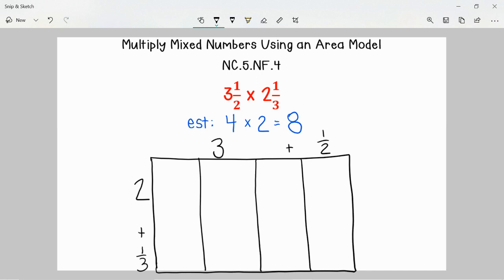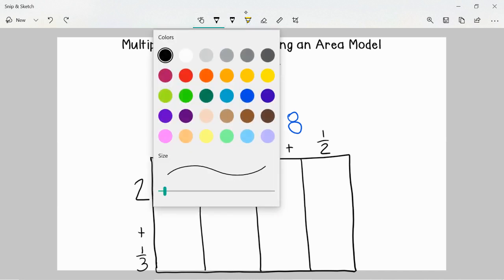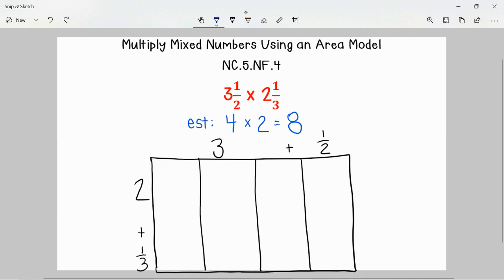The reason for doing this is so that I can represent the 3 wholes with 3 full sections here, and then I can split this last section up to represent the half. So I'll be able to show 3 wholes, and then I can go ahead and split that. I'm only going to need half of this last whole that I've shown there.